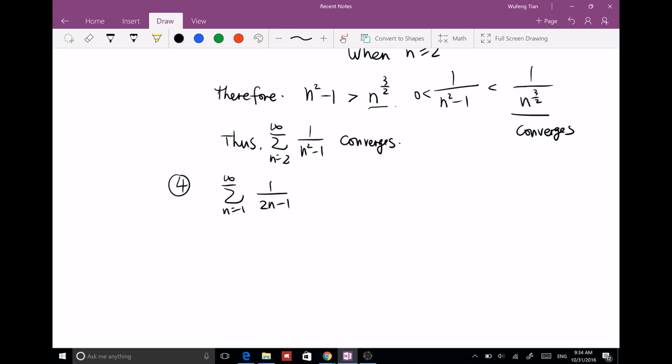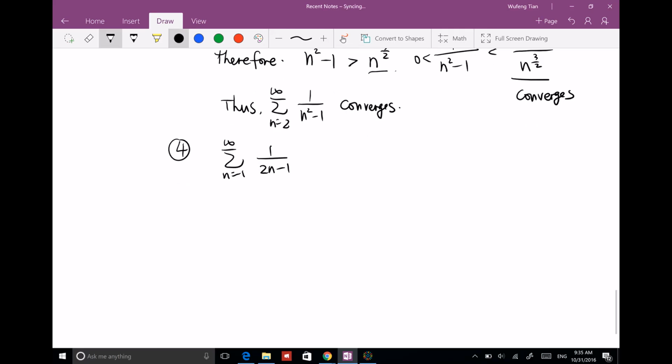All right, I will ask a student to help me. I'm going to call a student here. Eric, could you please tell me if this one converges or diverges? It diverges, I did an integral test. I don't know how to do a comparison.